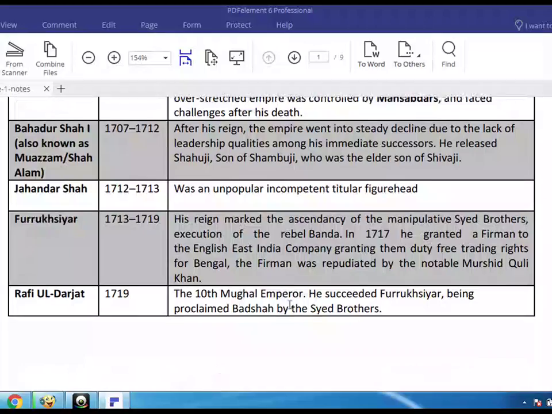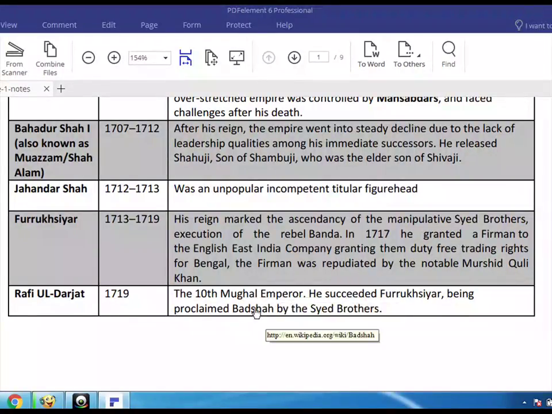Jahandar Shah, 1712 to 1713, was an unpopular and incompetent titular figurehead. Farrukhsiyar, 1713 to 1719. His reign marked the ascendancy of the manipulative Syed brothers and the execution of the rebel Banda. In 1717 he granted a firman to the English East India Company granting them duty-free trading rights for Bengal. The firman was repudiated by the notable Murshid Quli Khan.